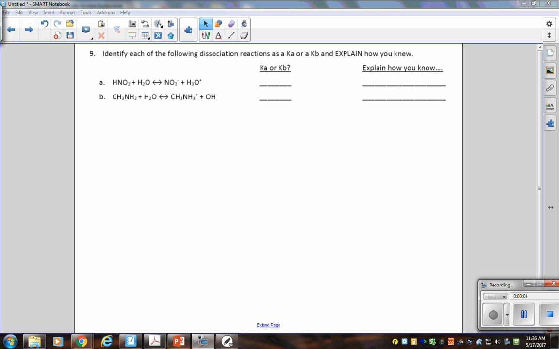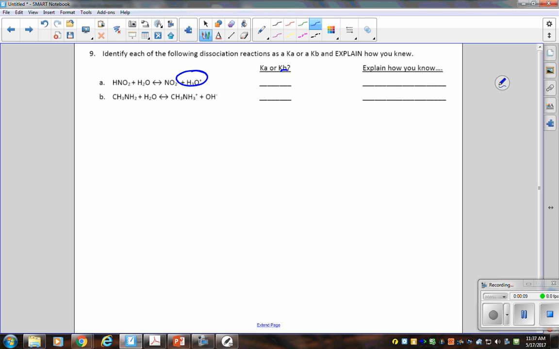to Ka or Kb. Ka just means it's an acid. Little a means acid. Kb means the base. Well, what do you see on the right-hand side? I see H3O+, which means it's an acid. So then automatically, I get a Ka.